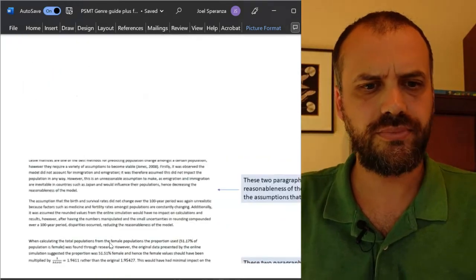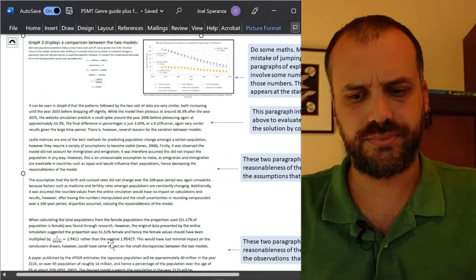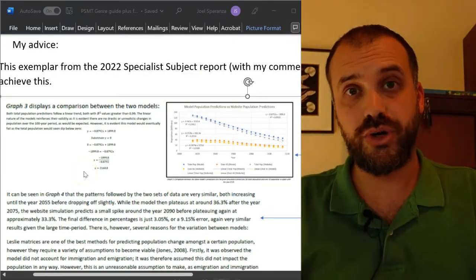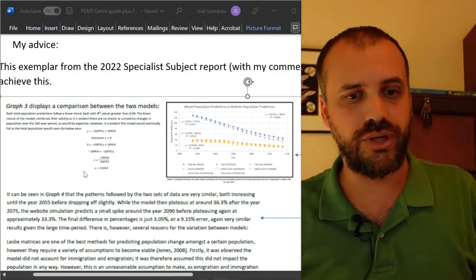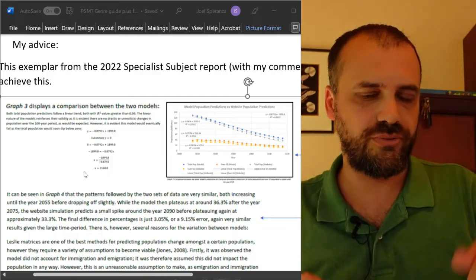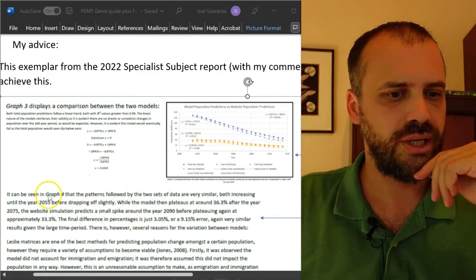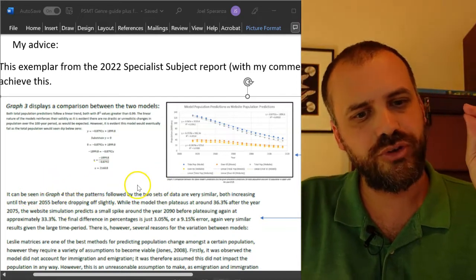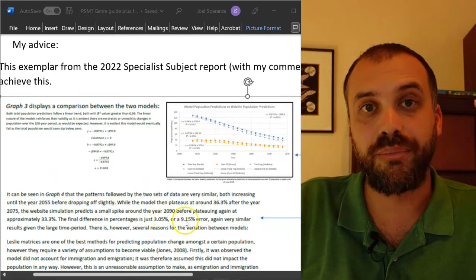Okay, if we zoom in, if you can't see these words, if your internet's not working great, download this document from the comments so you can read along. But what I want to draw your attention to here are the numbers.